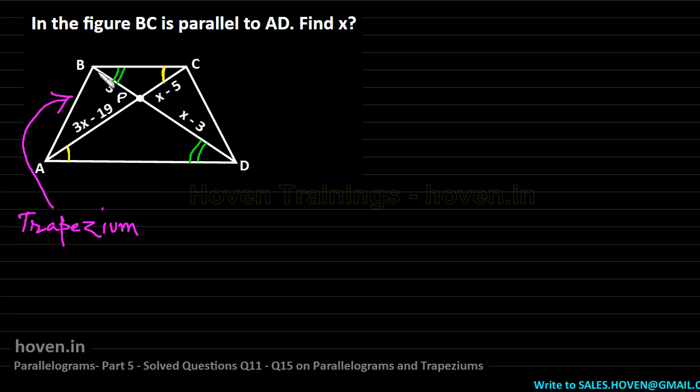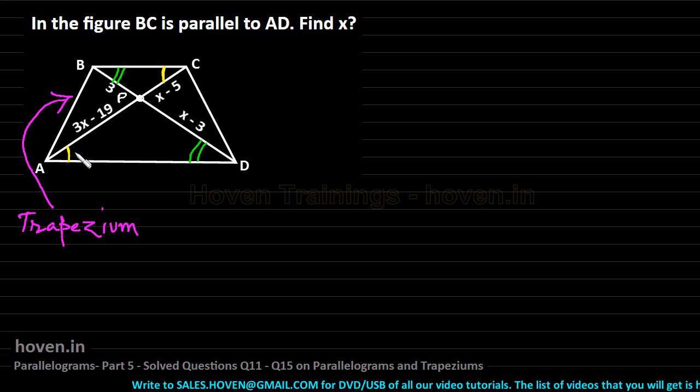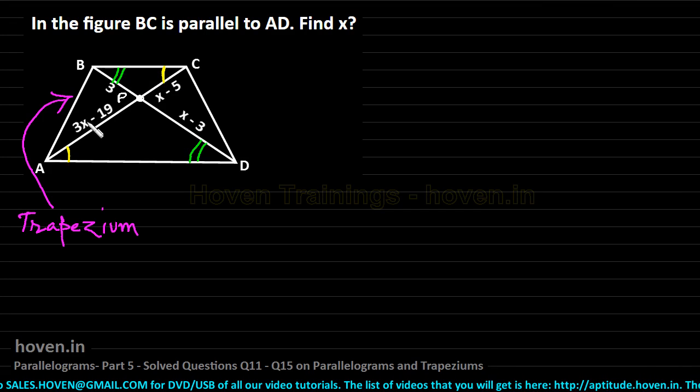Now, if we look at the triangle BPC and the triangle APD, then we can easily see that this angle is equal to this angle and this angle is equal to this angle. So these two triangles are similar. They are similar to each other.